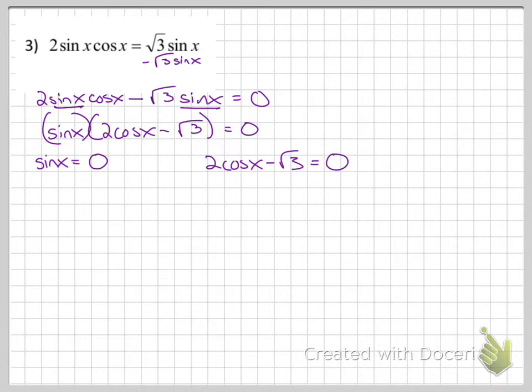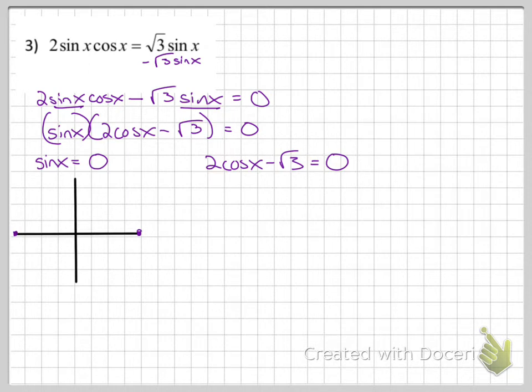The first one, I can automatically start putting it on the unit circle because it's just sine x equals 0. So sine is the y value. Where does the y value equal 0? It equals 0 here and here. That's going to be in the way. Give me a second. There we go.